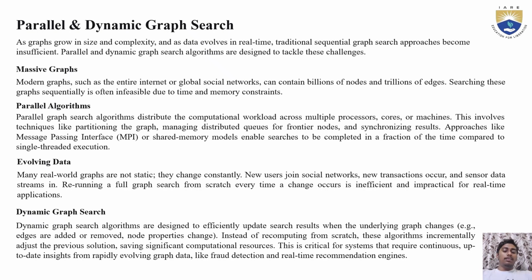Parallel algorithms. Parallel graph search algorithms distribute the computational workload across multiple processors, cores, or machines. This involves techniques like partitioning the graph, managing the distributed queues for frontier nodes, and synchronizing the results. Evolving data. Many real-world graphs are not static, they constantly change. New users join social networks, new transactions occur, and sensor data streams in. Dynamic graph search. Dynamic graph search algorithms are designed to efficiently update search results when the underlying graph changes.